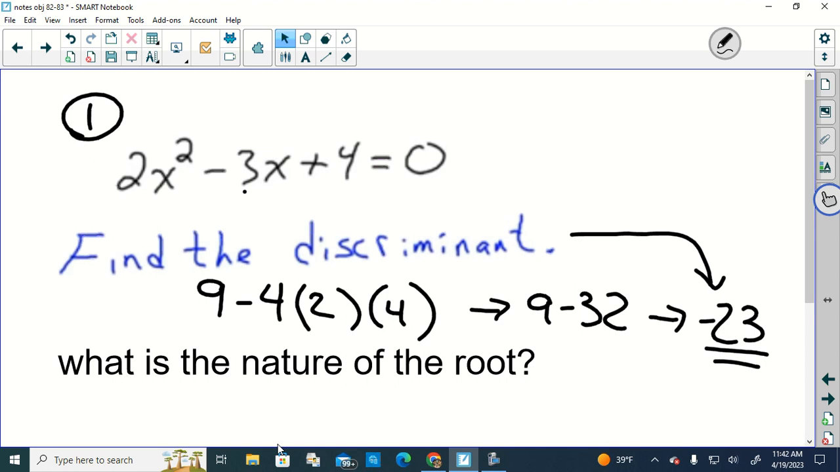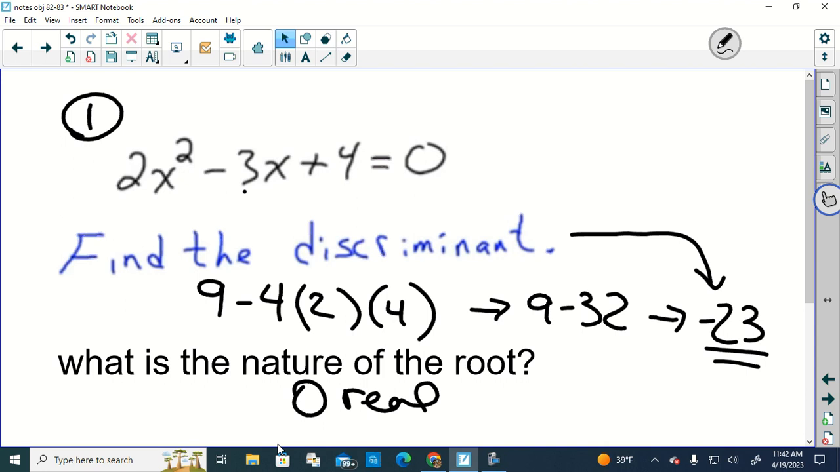When they ask you for the nature of the root, now you're going back to either writing 2, 1, or 0. So what are we going to write because it's negative? 0. So 0 real, or you could write 2 imaginary. Most of the time I would just write that, or you can just put 0. I'm good with that. 2, 1, or 0.